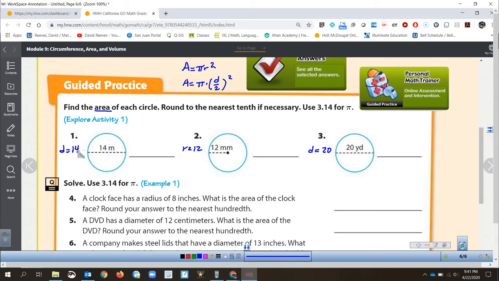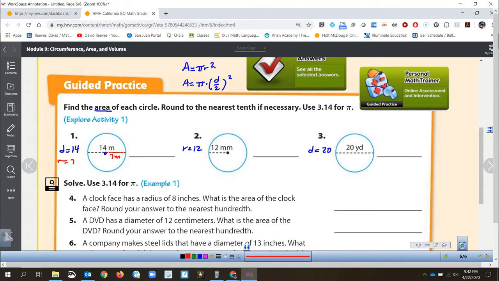All right, so if the diameter is 14, I have a question for you. What would it be if we went halfway across? What would the radius be? The radius would be half of that, right? All right, so the radius would be what? The radius would be 7 meters. So right here, I'm going to write r equals 7.